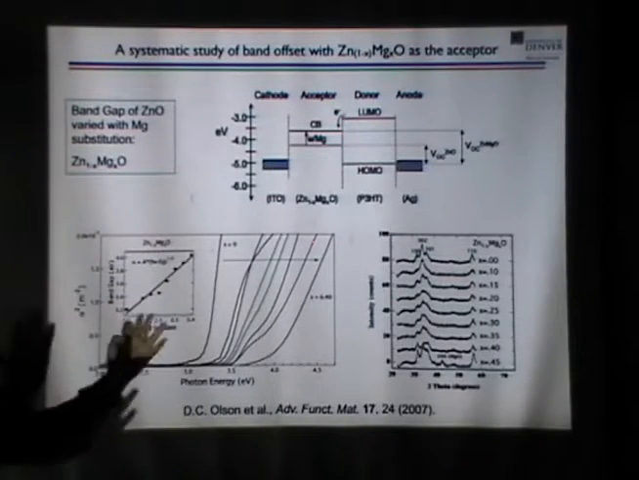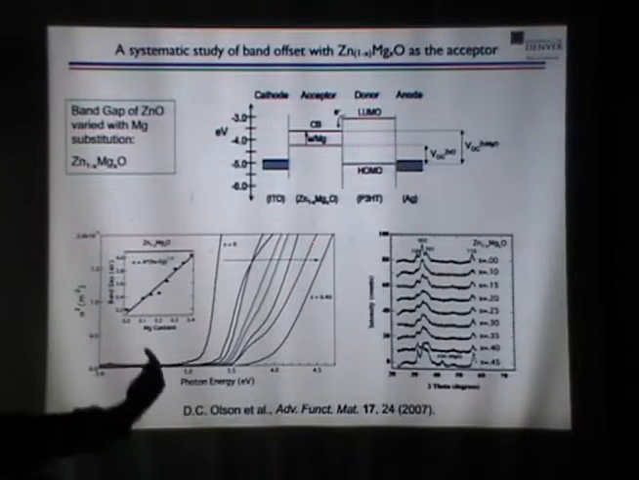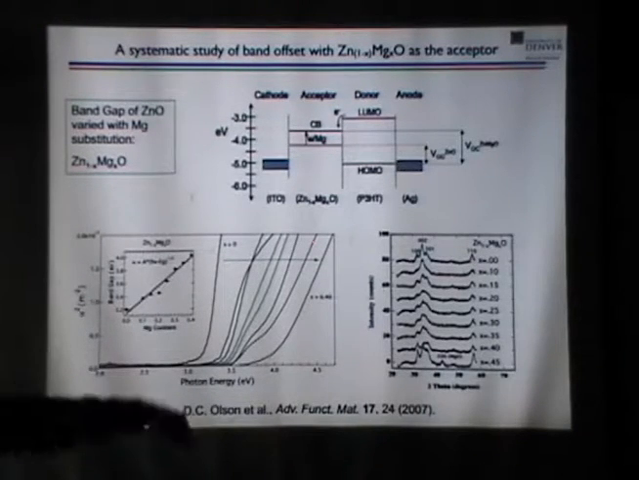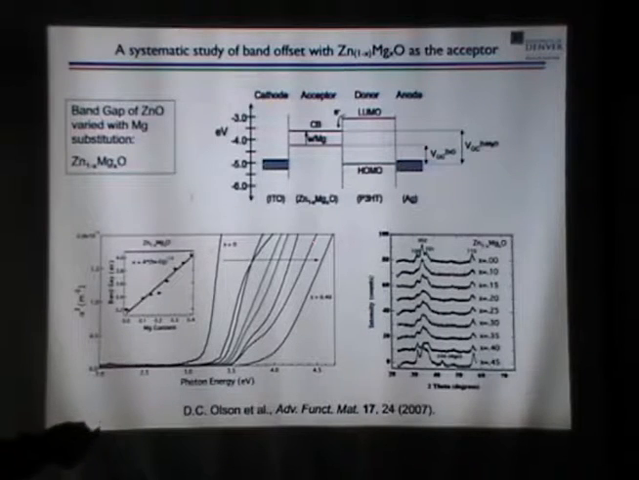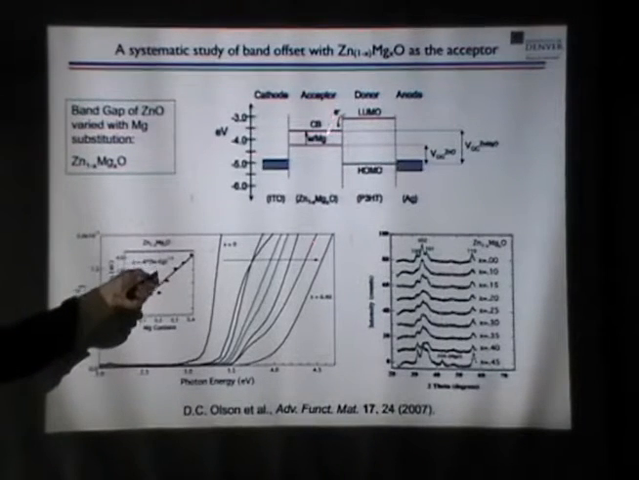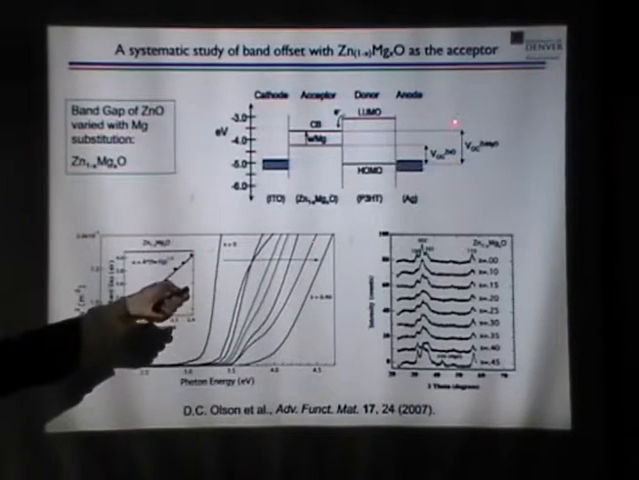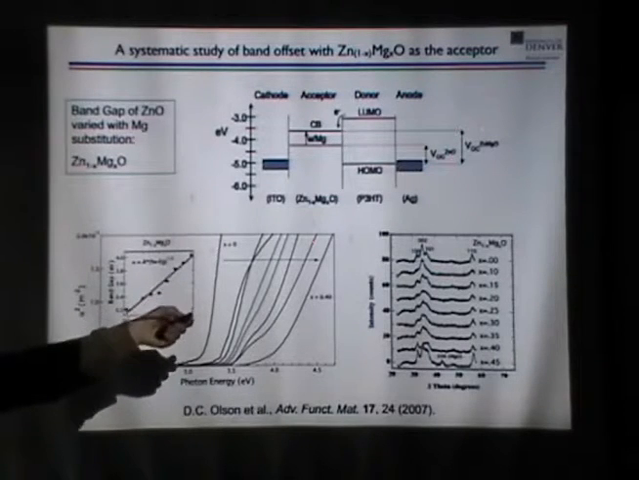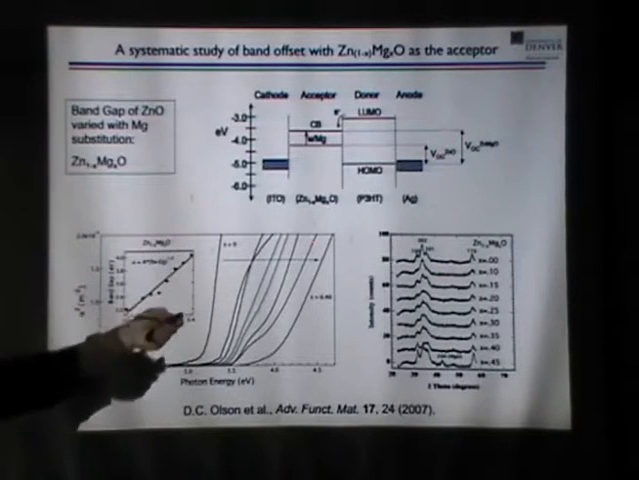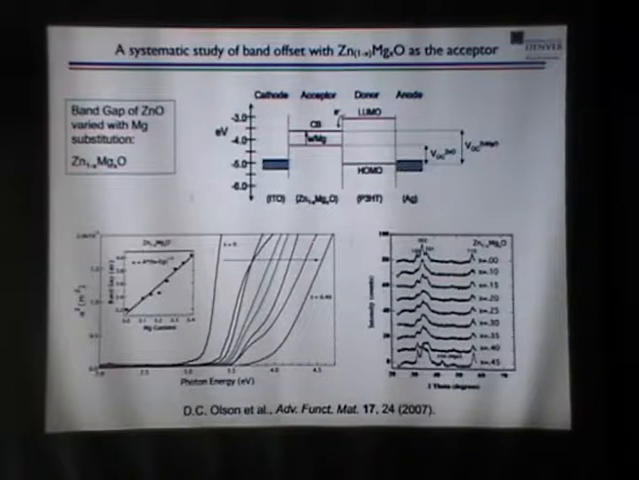Now this diagram, I've reversed it from the previous diagram. I have the electrons going to the left. The previous diagram, electrons are going to the right. But it's the same idea. So we're going to reduce this band offset and increase the effective band gap between the donor and the acceptor. Therefore, we would expect a little higher efficiency.